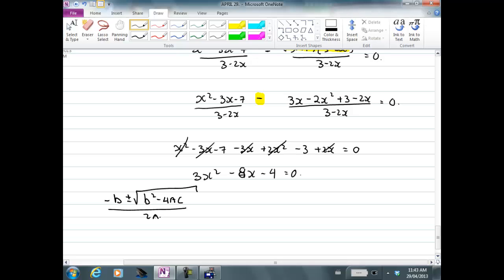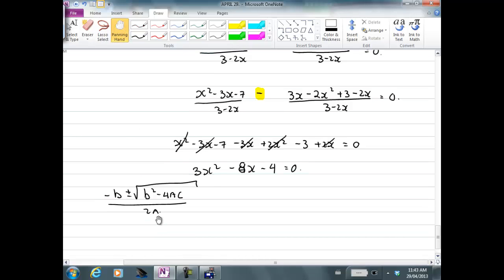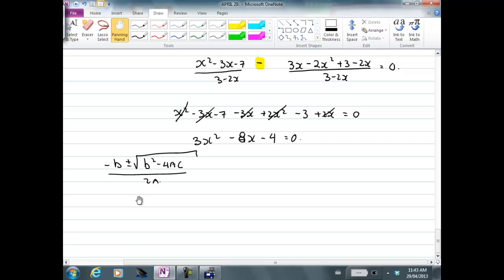Your grade 11 teacher should have asked you to memorize this by heart. Oh yeah, you should have memorized this. Every grade 11 student must memorize this formula by heart. Use the formula right now. On the exam, they expect you to use the formula.